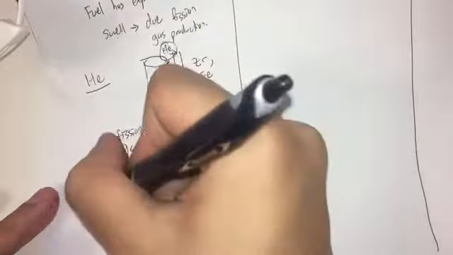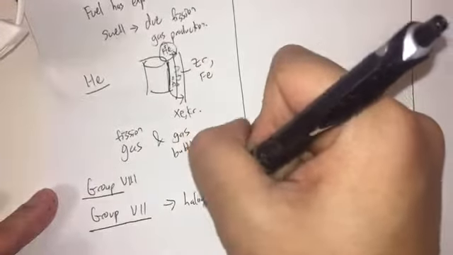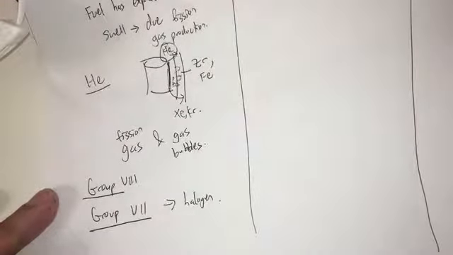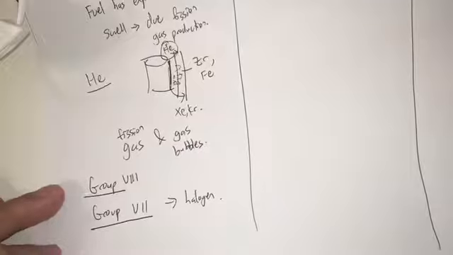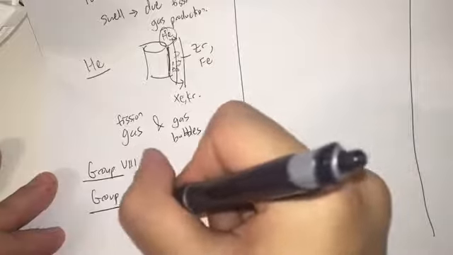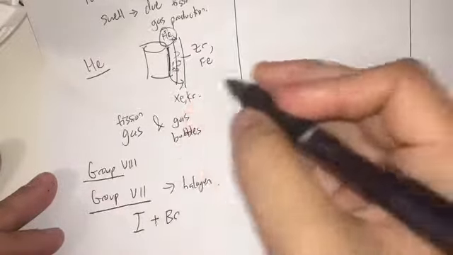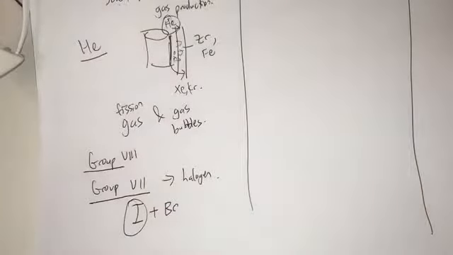Alright, now we are done with group 8, or some people call it group 18. Let's move on to group 7. These are halogens. Again, we are talking about heavier halogens because of the fission yield. So we're talking about iodine plus bromine, but iodine is the more important one. Why? Again, it's because of the fission yield.